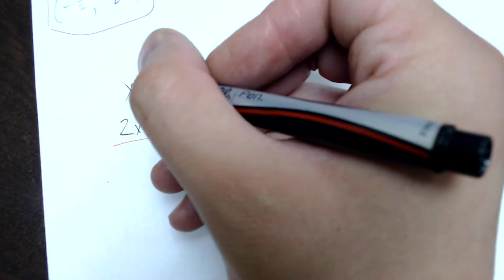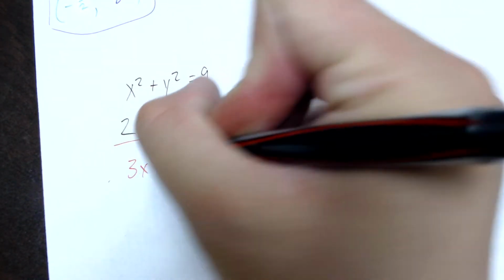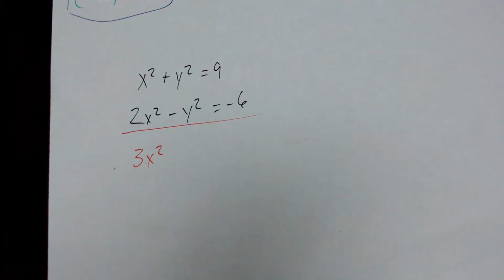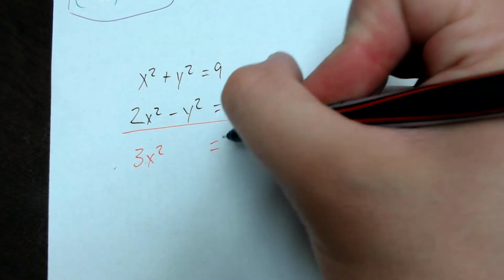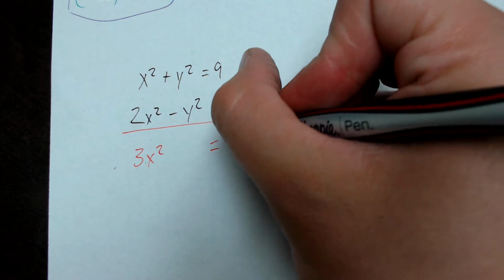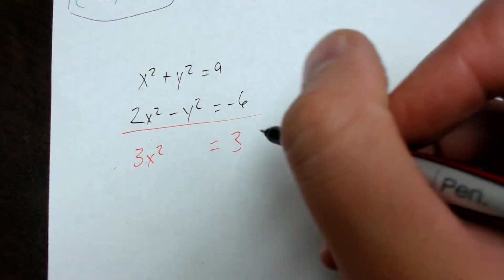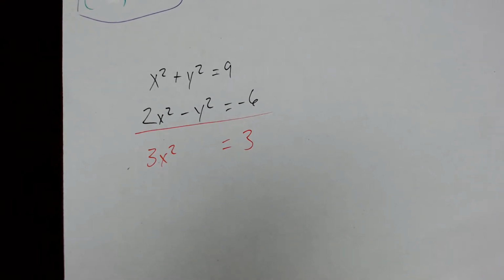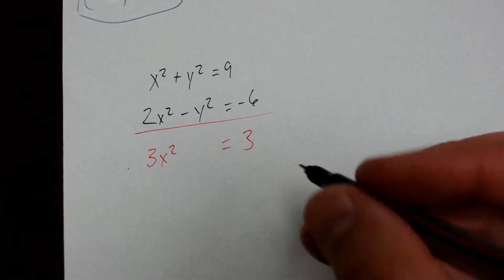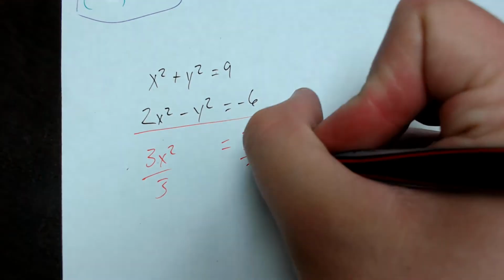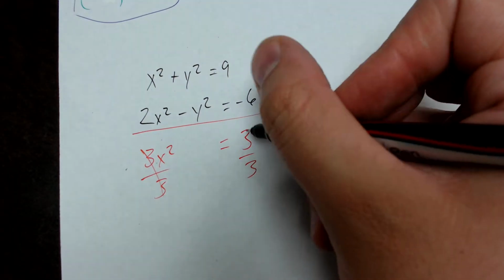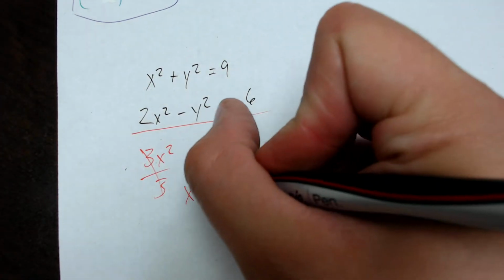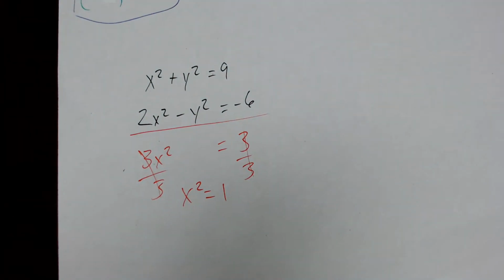So this will become x squared plus 2x squared, 3x squared. The y squared terms go away. So then 3x squared is going to equal 9 minus 6, which is 3. I can divide by 3. Do I want to divide by 3? Let me think about it. Yeah, I do. That'll make it super easy. I'll just divide each side by 3. So I have x squared is equal to 1. Oh, this is so easy.